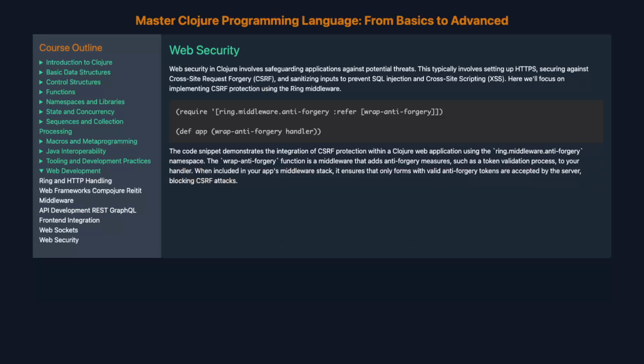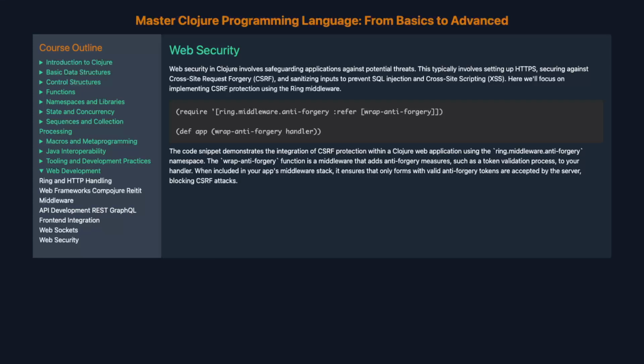Web security. Web security in Clojure involves safeguarding applications against potential threats. This typically involves setting up HTTPS, securing against cross-site request forgery, CSRF, and sanitizing inputs to prevent SQL injection and cross-site scripting, XSS. Here we'll focus on implementing CSRF protection using the Ring middleware.